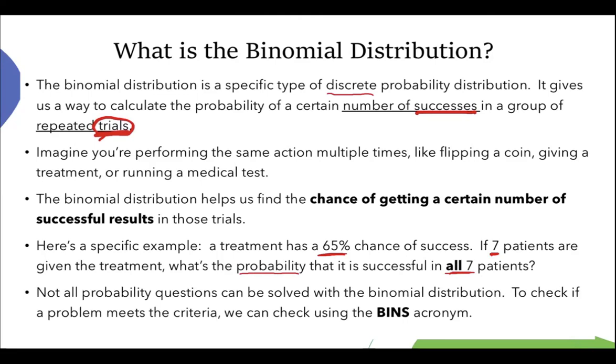Not all probability questions can be solved with the binomial distribution, however. So to check that a problem meets the criteria, we can go through 4 criteria, and if it meets all 4, then the binomial distribution can be used to solve the problem. And we do this with the BINS acronym, B-I-N-S.